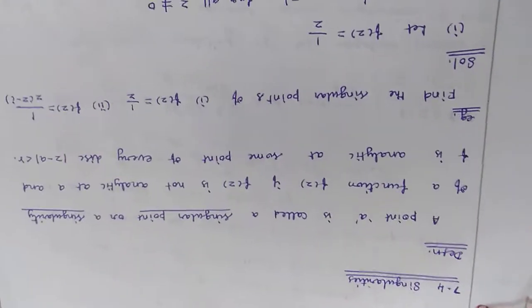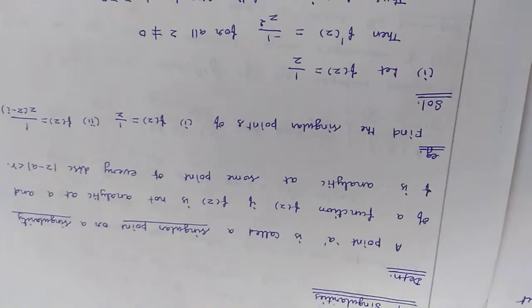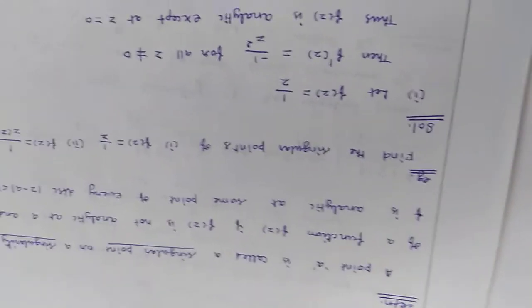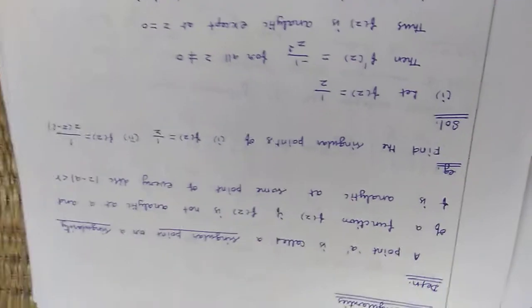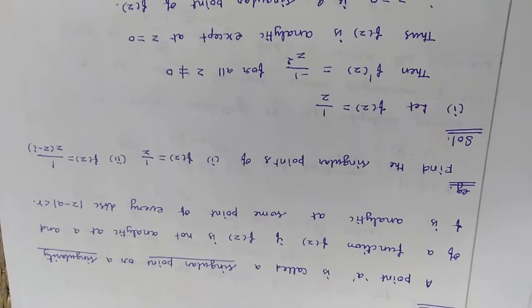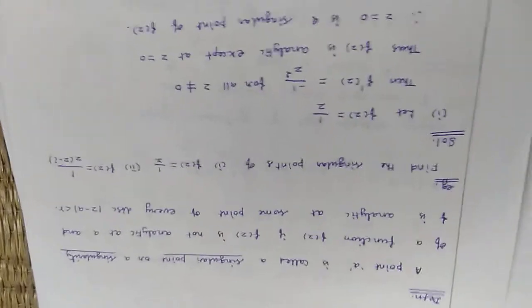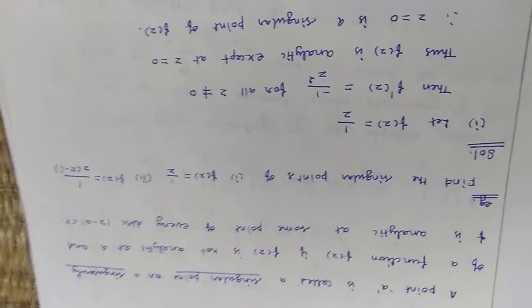Here first we define a singularity. A point A is called a singular point or a singularity of f of z if the function f is not analytic at the point A, but is analytic at some point of every disk modulus z minus a less than r. That is, the function is not analytic only at the point A.